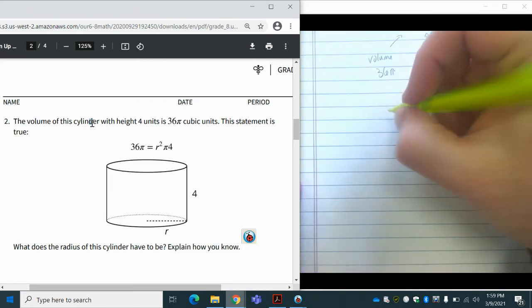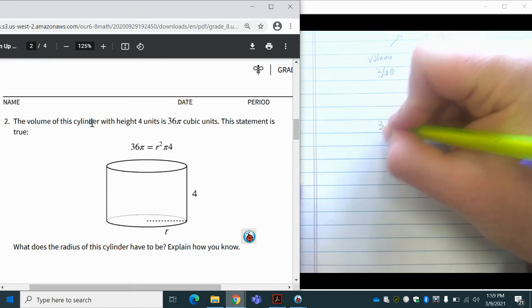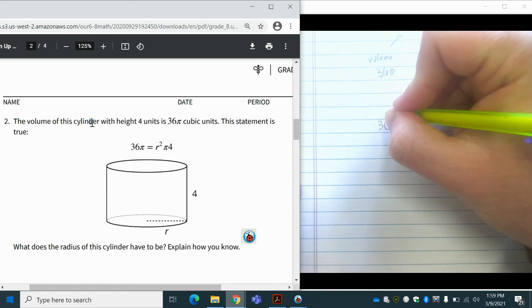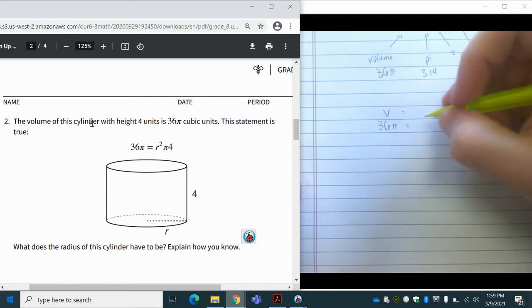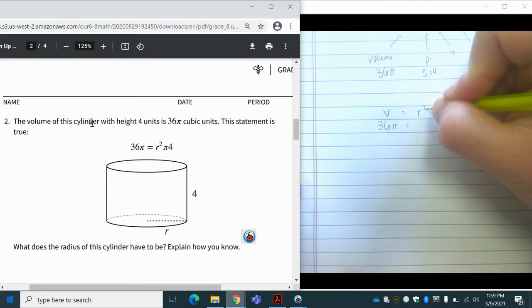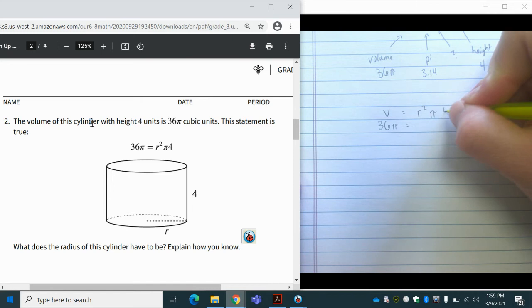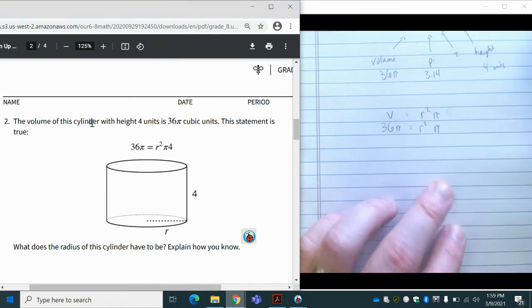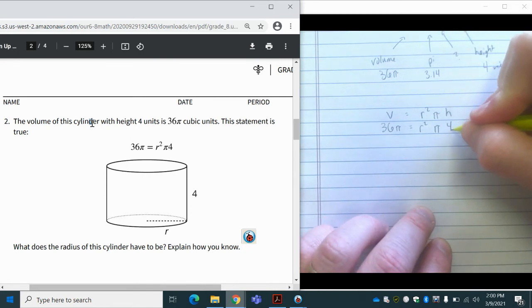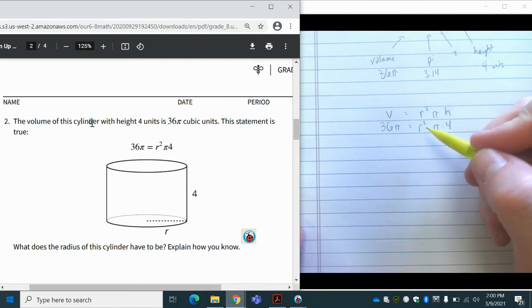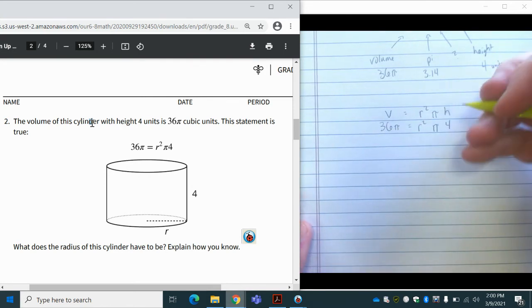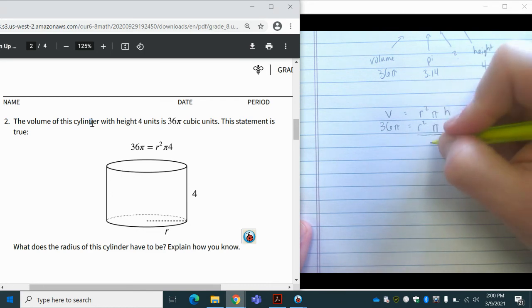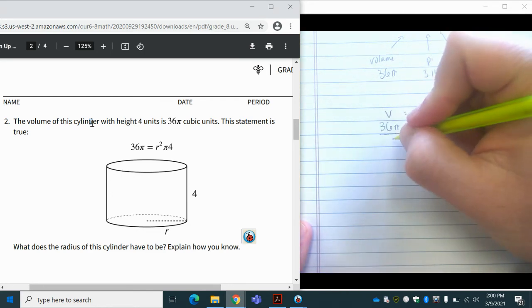So let's do that, okay? So they've written it, they've helped us out. They wrote that 36 pi, the volume, is equal to r squared times pi times 4. So we still don't know what our r squared is. We know what pi is. And we know that our height is 4. So we need to solve for r squared. So this is a multi-step equation. First thing you do, you divide by pi on both sides of the equation.